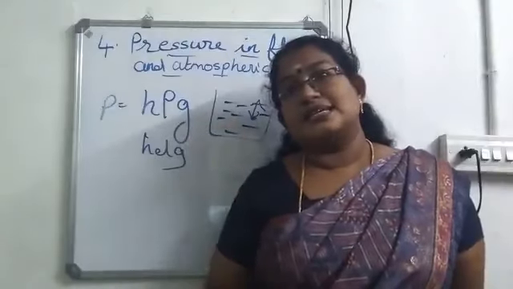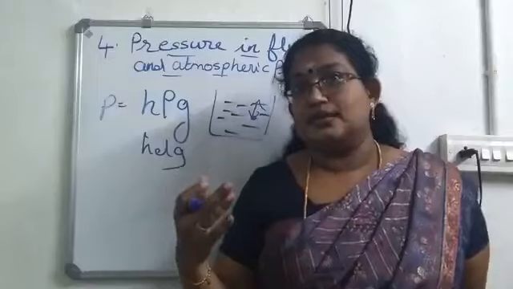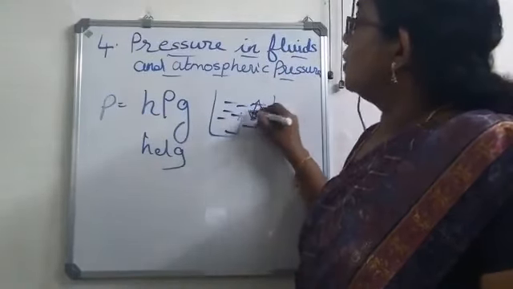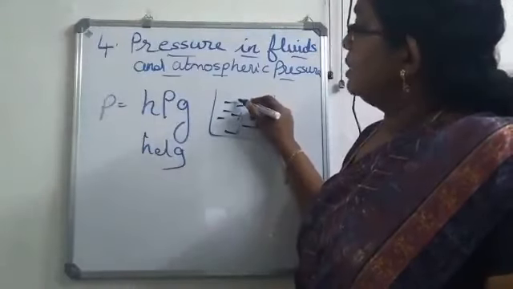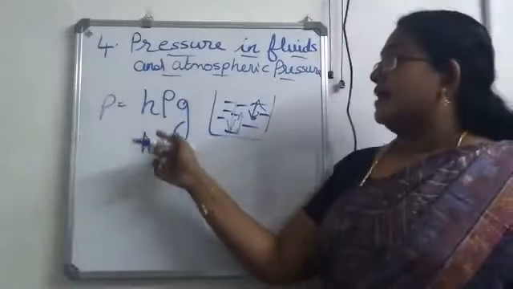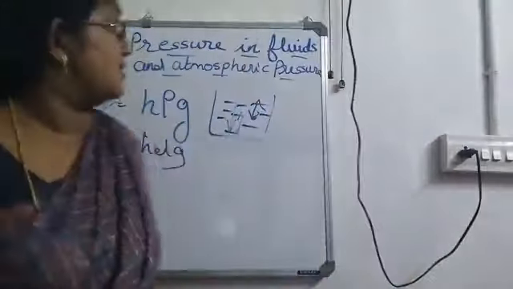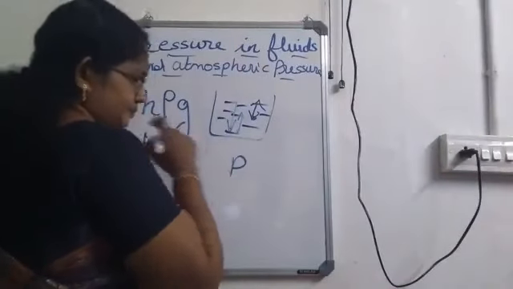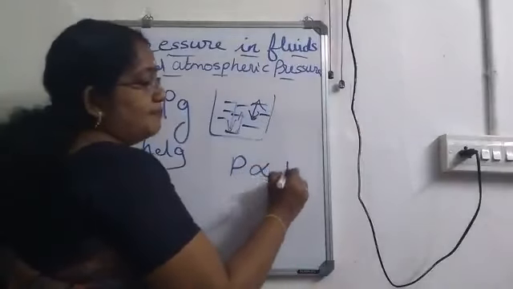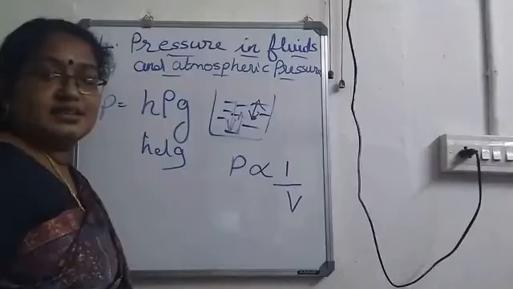When the bubble is coming up, what happens is its depth. At first the bubble will be here. So when it is coming up, what happens to the depth? Depth means you are measuring from the top, isn't it? So the depth decreases. When the depth or the height decreases, naturally pressure also decreases. And we have a relation connecting pressure and volume. Pressure is inversely proportional to volume. I think you have learned this in chemistry.